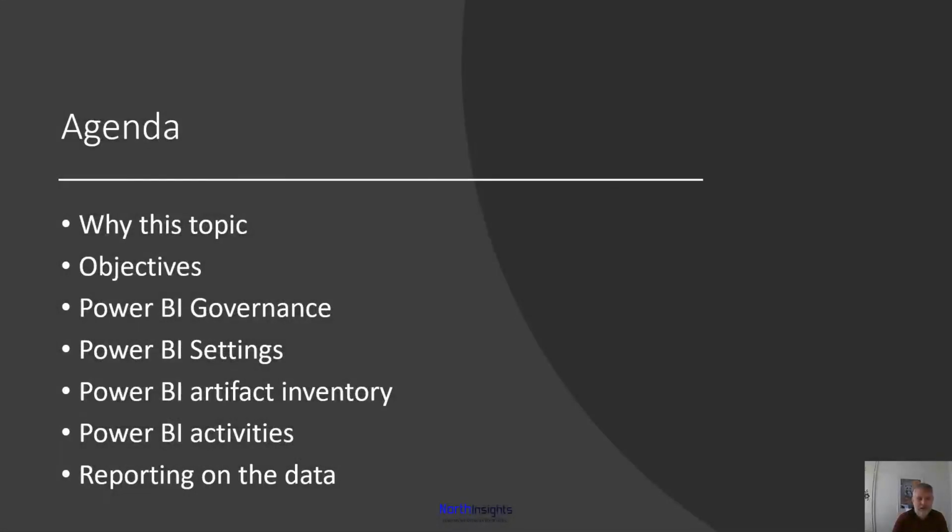The agenda for today is that we are going to talk a little bit about why I'm doing a session on this particular topic. Then we're going to cover the objectives of the session, which we hope we will have fulfilled when we come to the end. Then we're going to go a little bit more into each part of the monitoring and what the session is about. So we're going to start to talk a little bit more generally about Power BI governance. Then we're going to go on to the 3 areas of monitoring that I suggest, which are the Power BI settings, the artifact inventory, and the activities. And in the end, we're going to talk about how you can take all that data and do something useful with it rather than just sit on it.